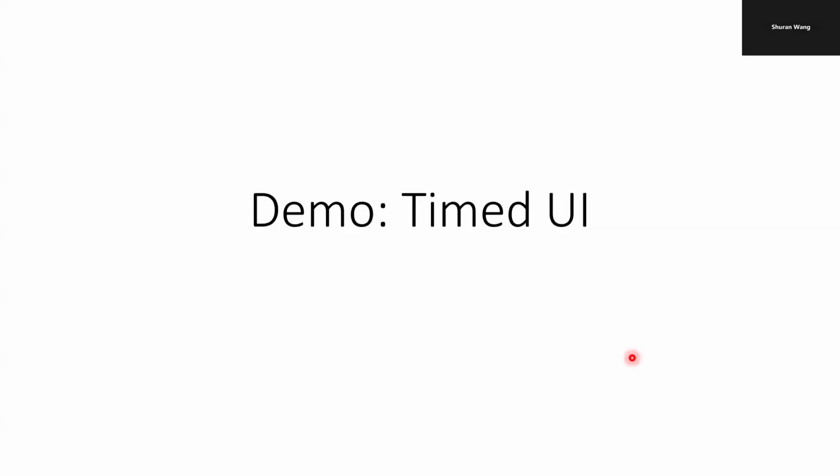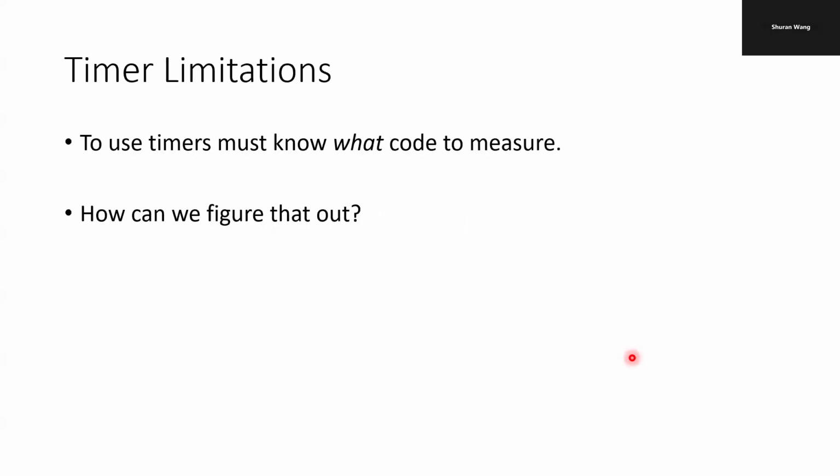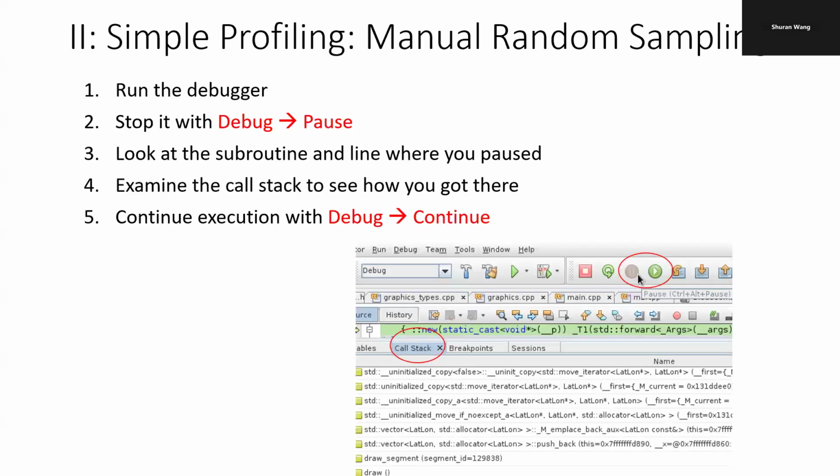That's our first option. But there are limitations to this option, because to use timers, you must know what code to measure. So if you don't already know what you are actually measuring, this could be very inefficient. So we have another option for doing the profiling, which is to manually random sample your code inside the debugger.